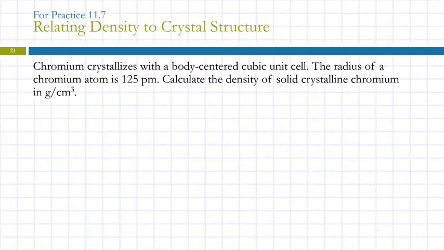Here's another problem. Chromium crystallizes with a body-centered cubic unit cell. The radius of a chromium atom is 125 picometers. Calculate the density of solid crystalline chromium in grams per cubic centimeters. This is one of those critical thinking problems.